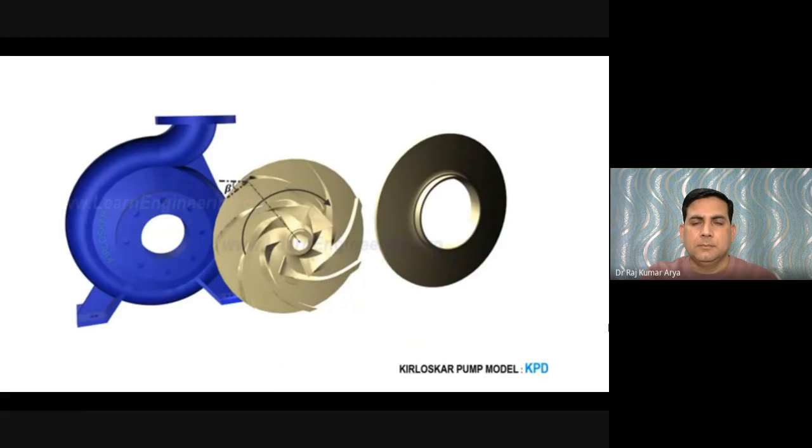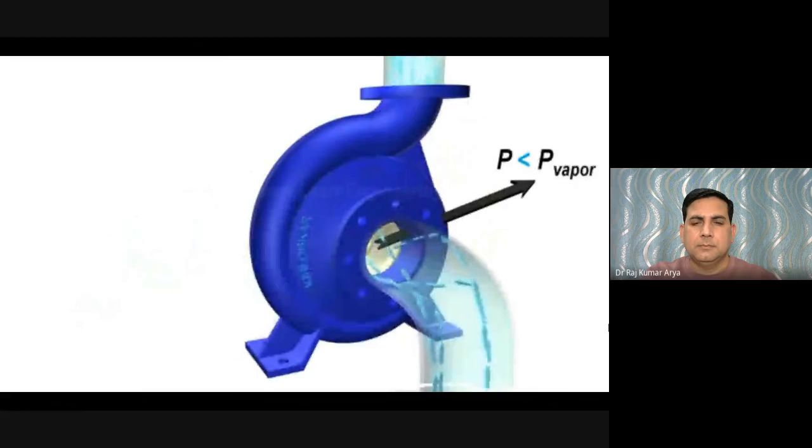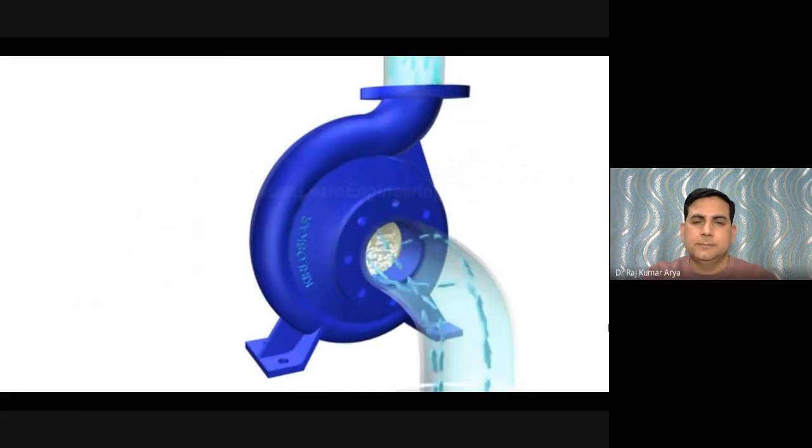If pressure at the suction side of the impeller goes below the vapor pressure of water, a dangerous phenomenon could happen. Water will start to boil, forming vapor bubbles and spoil impeller materials over time. This phenomenon is known as cavitation.